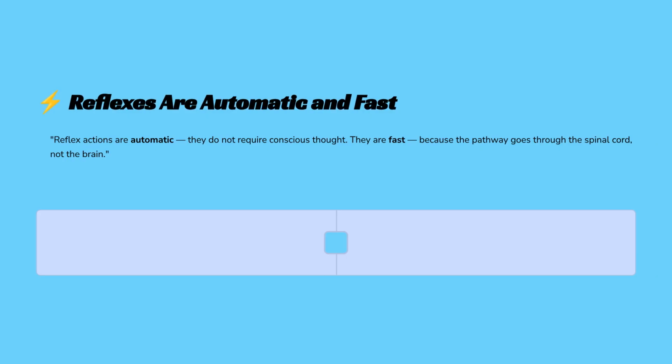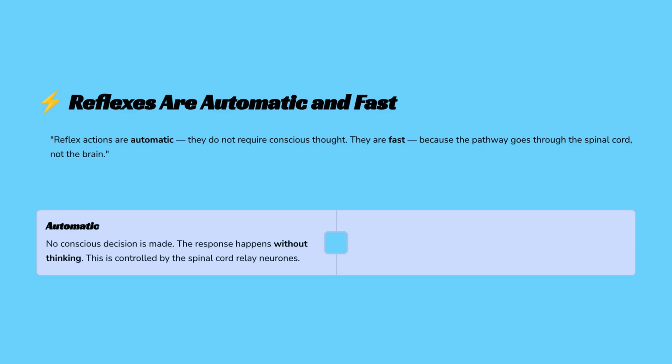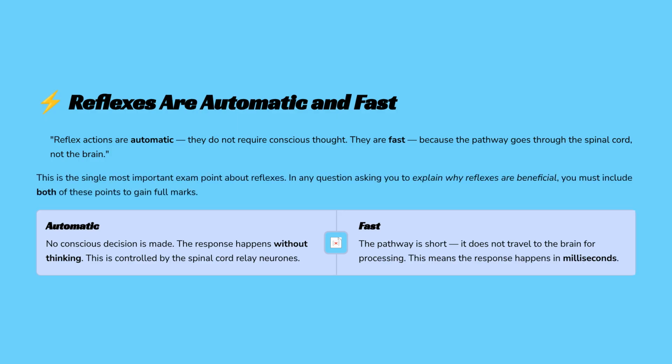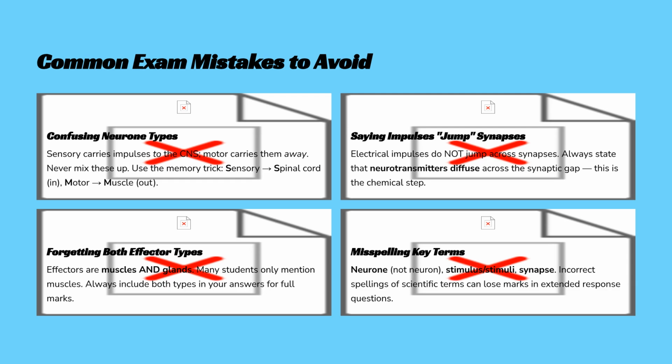This final part of the video focuses on key tips for your exams, highlighting the most important concepts to master for success. Remember that reflex actions are automatic, requiring no conscious thought, and they are fast because the impulse only travels through the spinal cord, bypassing the brain. Both points are crucial for exam explanations. Avoid common exam mistakes. Don't confuse sensory and motor neurons. Remember that signals diffuse chemically across synapses, they do not jump, and always mention that effectors are both muscles and glands.